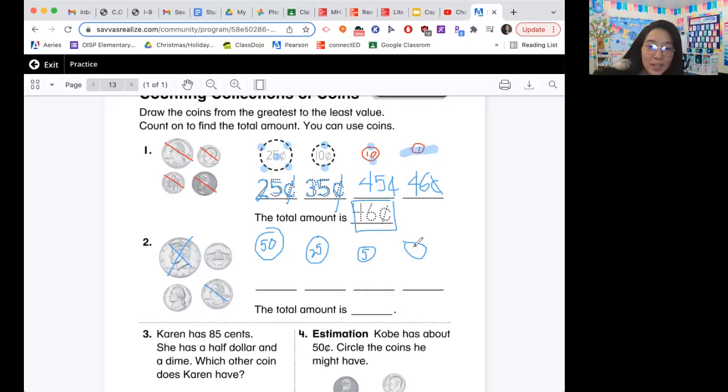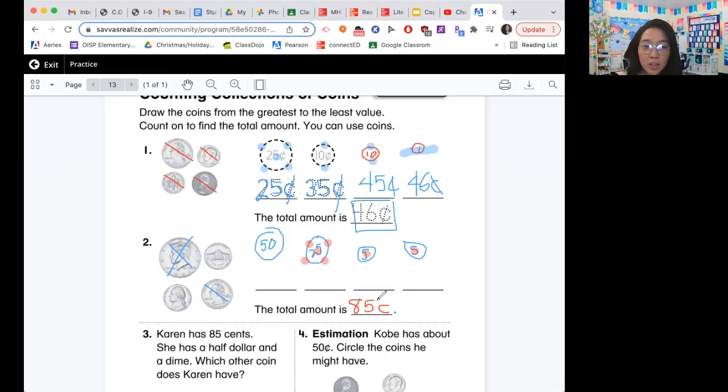So I'm going to do my touch math first, and then I will do it the way where you skip count, starting with the biggest number. So remember, for 50, we just say 50. 50, and then we count on 50. Oh, I need a bigger one. 55, 60, 65, 70, 75, 80, 85. So our answer should be 85 cents. That should be our total answer.